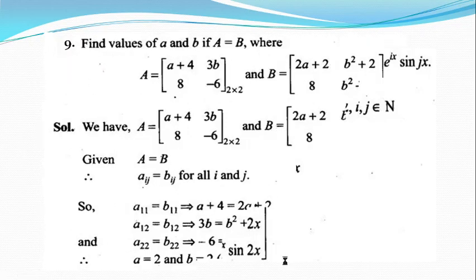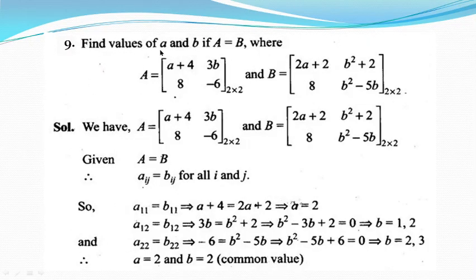Ninth question. Find values of a and b if these two given matrices are equal. A is equal to B. Their orders are the same and the matrices are equal. It means their corresponding elements should be equal. A11 should be equal to B11. It means a plus 4 is equal to 2a plus 2. And on solving, we are getting a equal to 2.